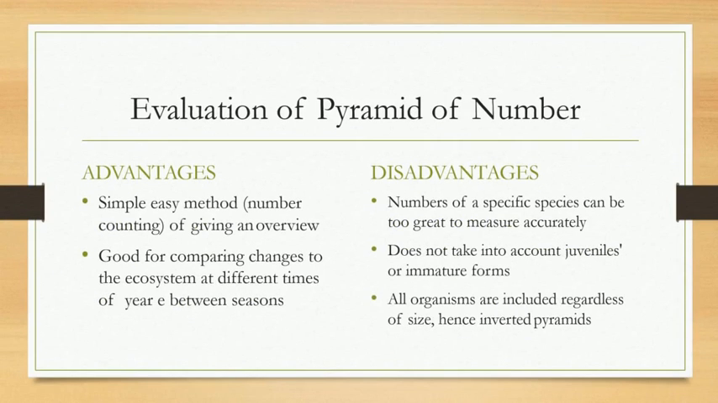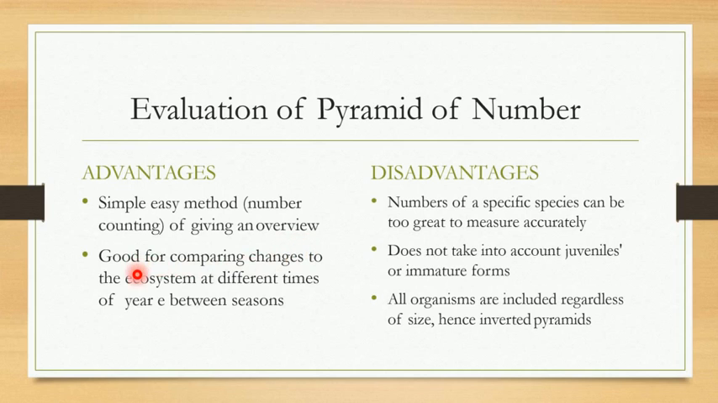Now let's see the advantages and disadvantages of this ecological pyramid of number. First of all, a very important advantage is that it is a very simple and easy method. So it gives a complete overview of a typical ecosystem or food chain.